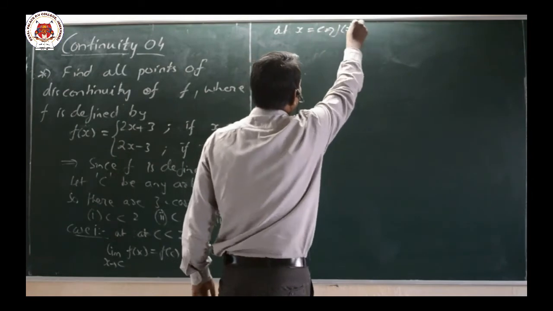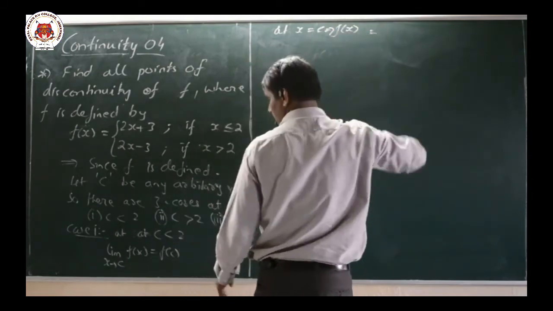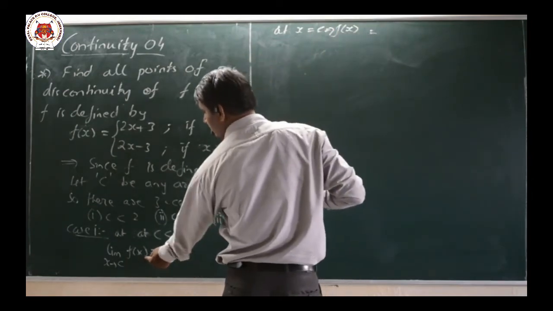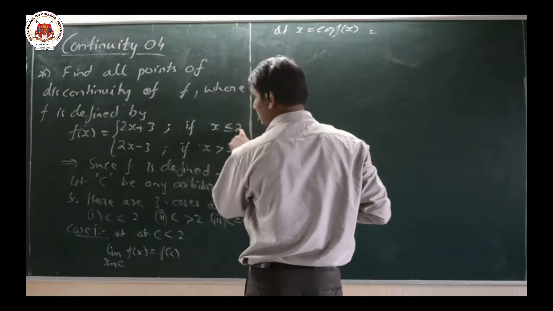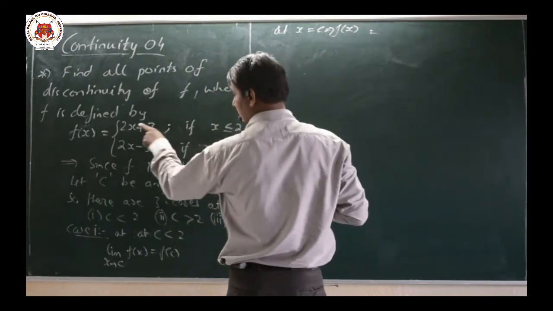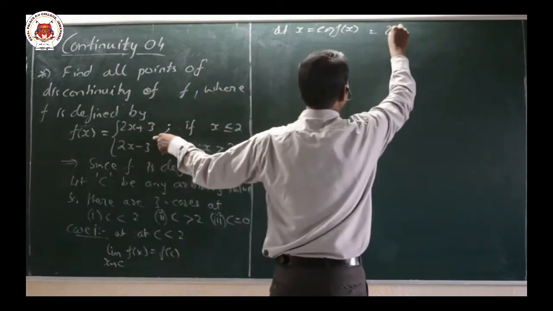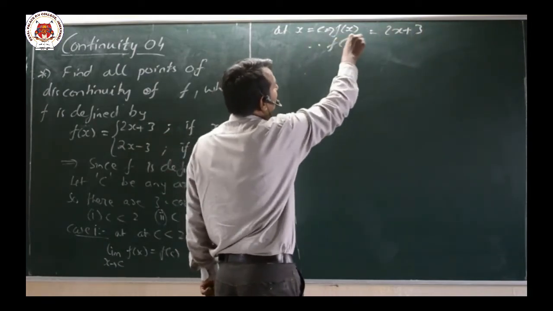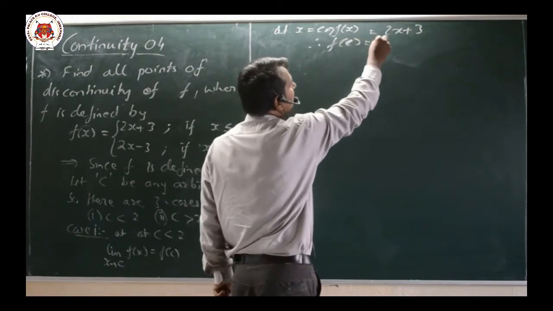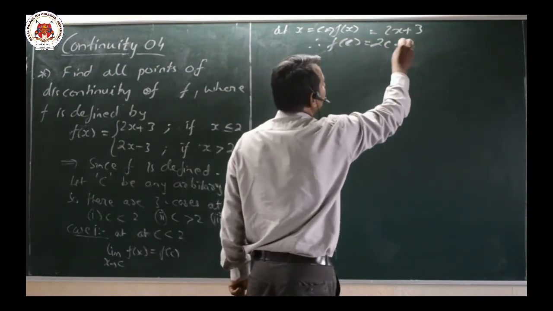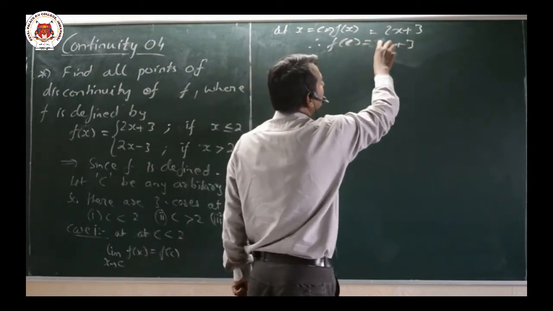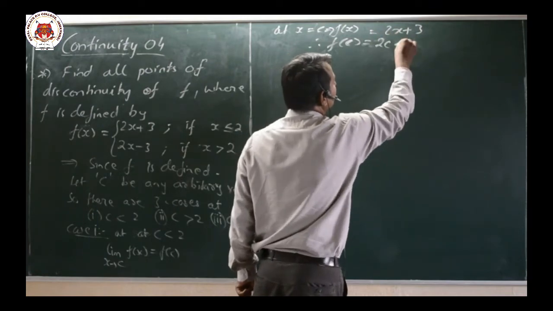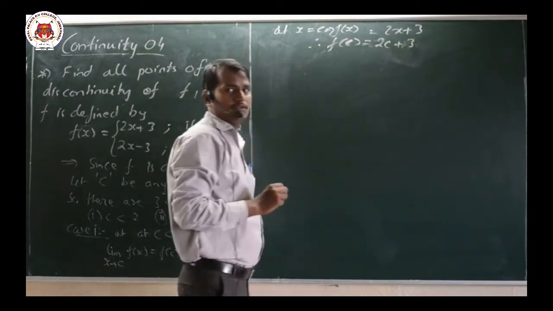Now what is the value of f of x here? The function value f of C, for x less than 2 taken as C, is 2x plus 3. Therefore f of C value will be 2c plus 3. That is one thing.